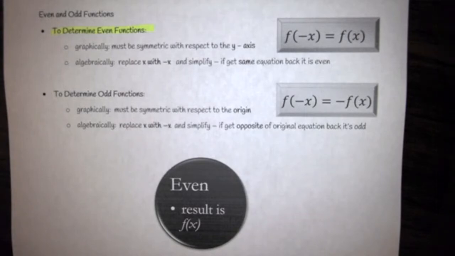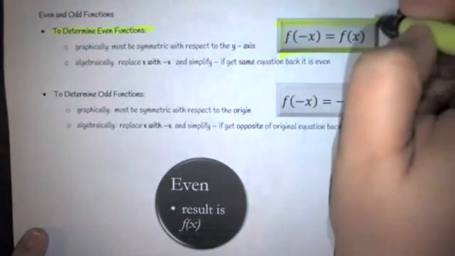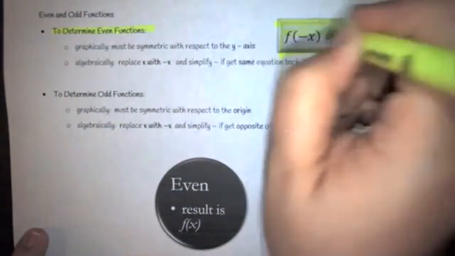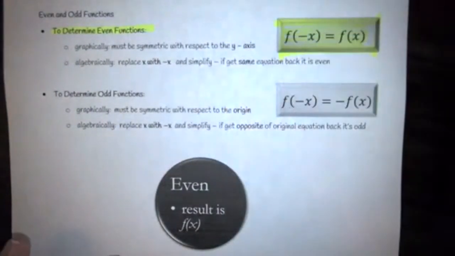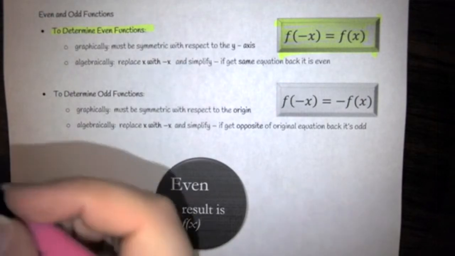Algebraically, though, we are looking at replacing all x's with negative x and resimplifying. The goal is to get back your original equation, thus using this formula right here, where we are looking at: if I input negative x into my function, will I get the same function back? If I do, then I have an even function. If I don't, then I might have something else. An odd function.